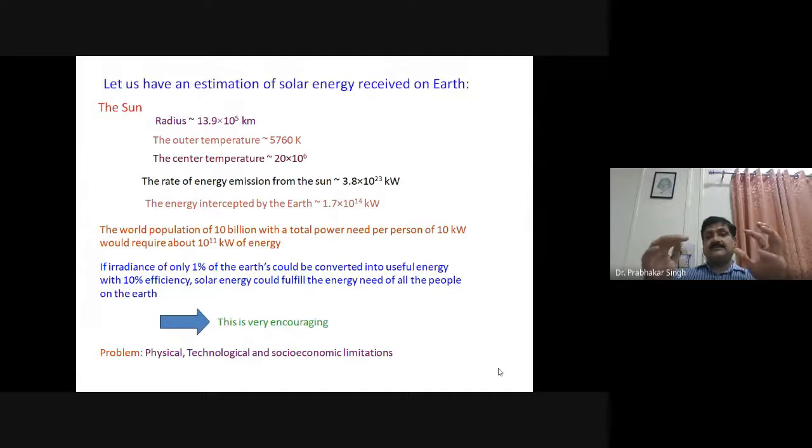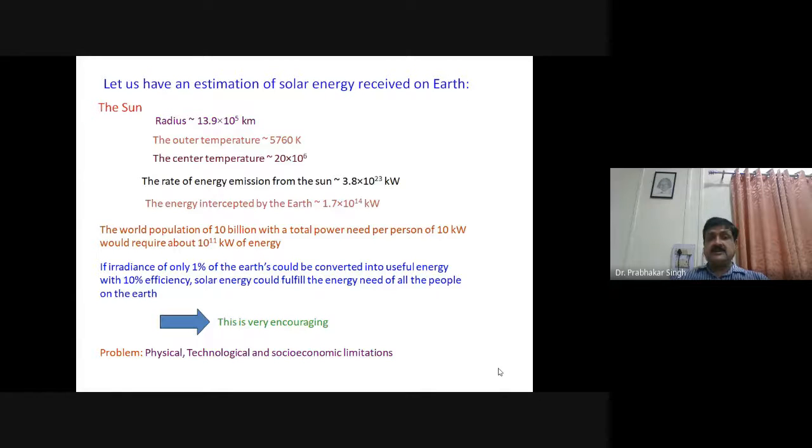Now let us say that this amount is available to the earth. This energy, of course, is the kilowatt, the rate of energy, which is available to the earth. If you see the world population, if you assume that it is 10 billion, which is of course not yet, with a total power need per person of 10 kilowatts, let us say that each person needs 10 kilowatts of power, then if you calculate it, you would need about 10 to the power 11 kilowatts of energy.